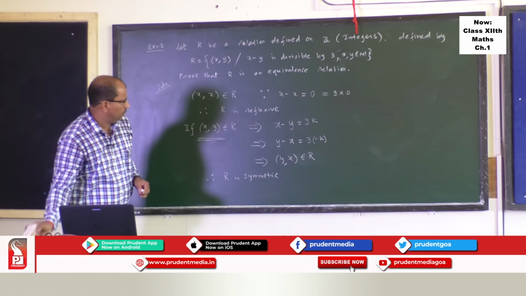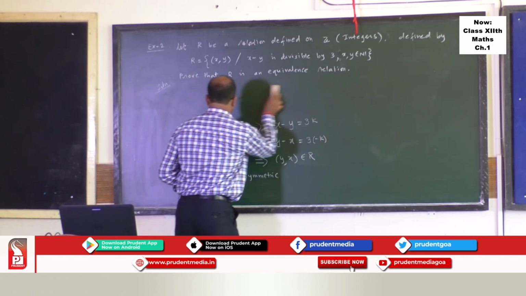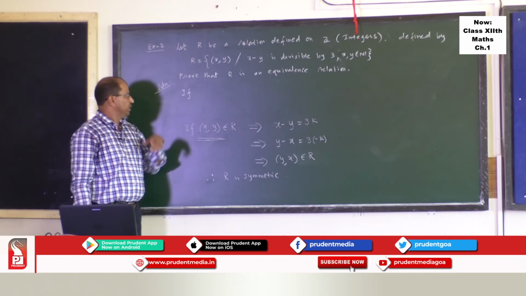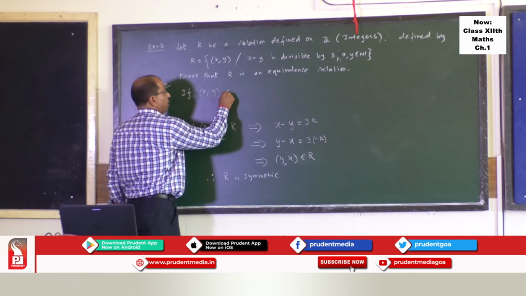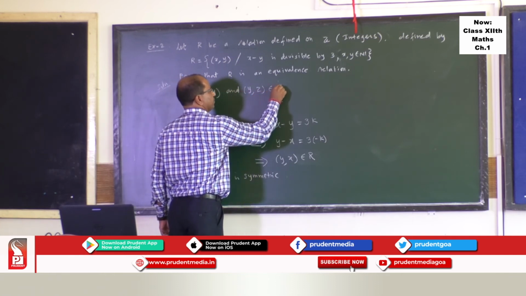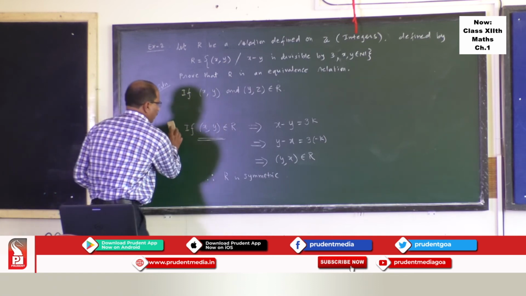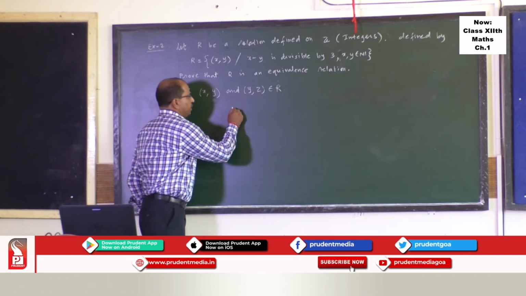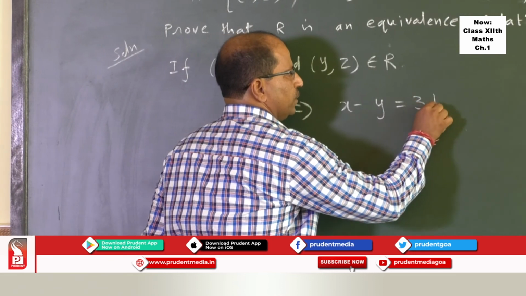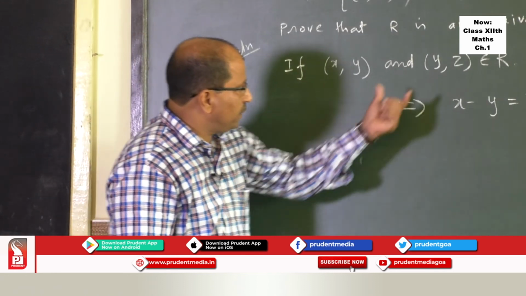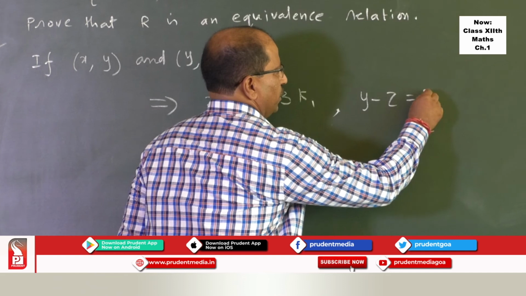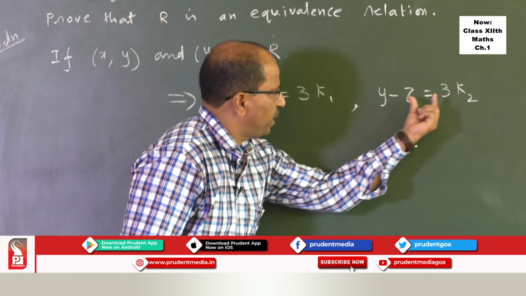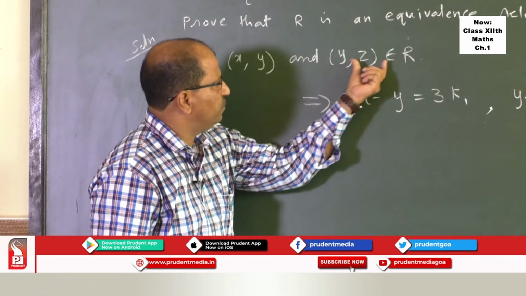Therefore, R is symmetric. Let us try the third property, the transitive property. The third property is also conditional. So, if x comma y and y comma z belong to the relation, what does this imply? This implies x minus y is a multiple of 3, I will take it as 3 times k1, because there is another ordered pair. Y minus z will be equal to 3 times some k2, k1 and k2 integers. The reason is x comma y and y comma z belong to the relation.